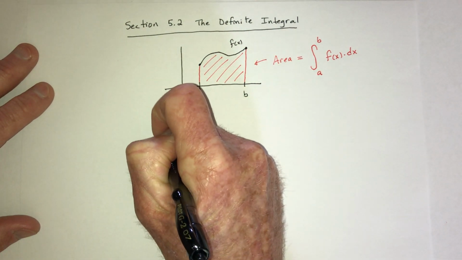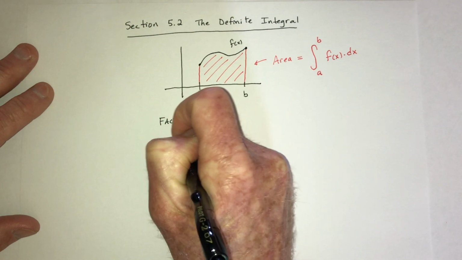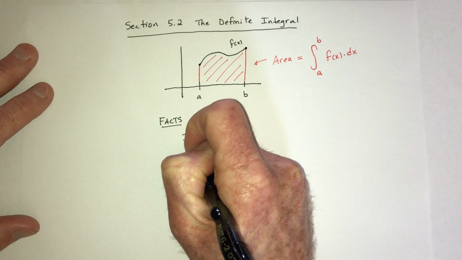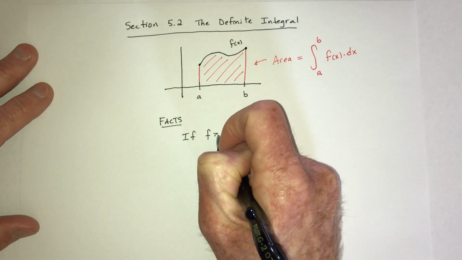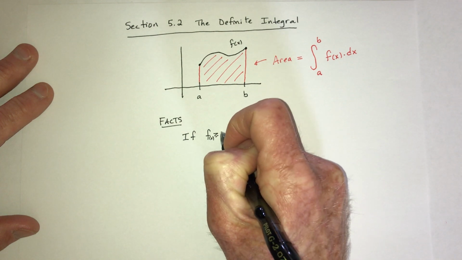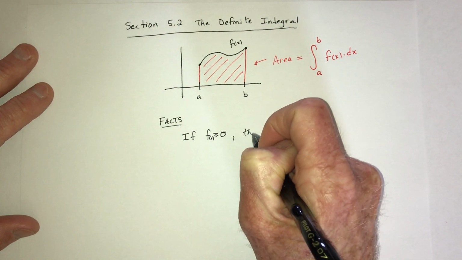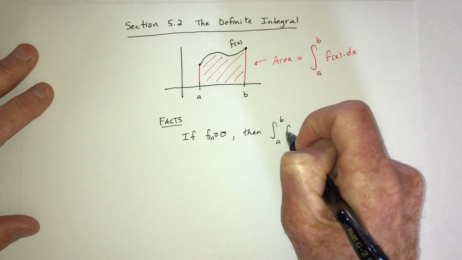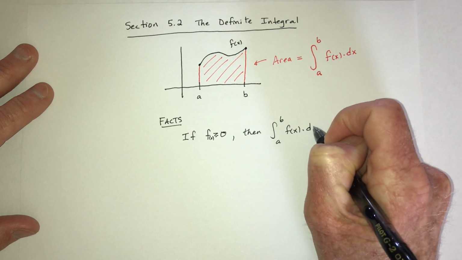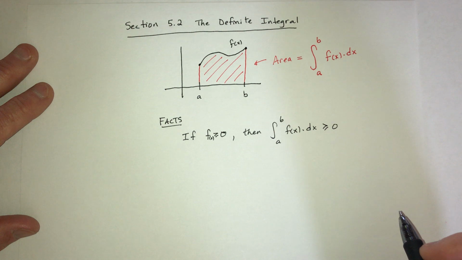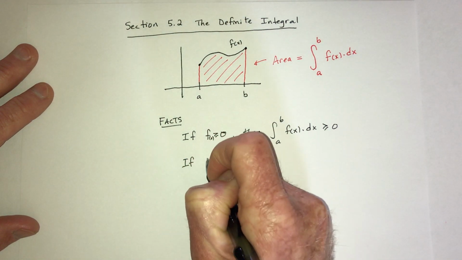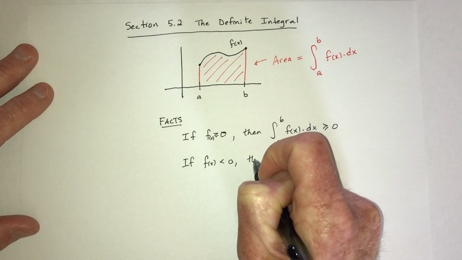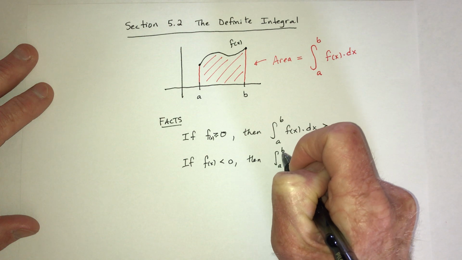Now some facts about area, or facts about integrating, in no particular order. So one is, if the function is positive, or bigger than or equal to zero, then the integral, or the area, will also be bigger than or equal to 0. If the function is negative, then the integral will be negative.